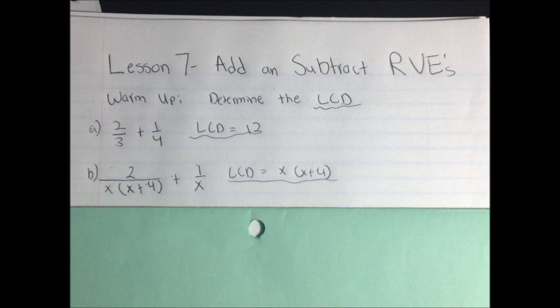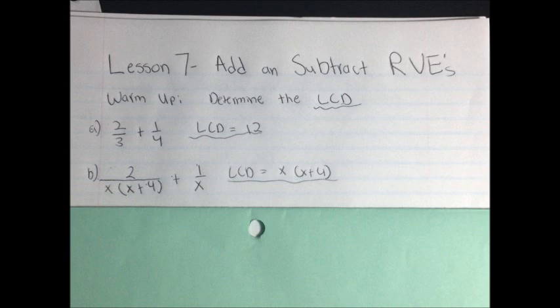Basically for this, you can look at RVEs, which is a short form for rational variable expressions, as fractions. And we all remember from when we first learned about fractions on how to add and subtract, we need to determine the lowest common denominator between the two fractions.